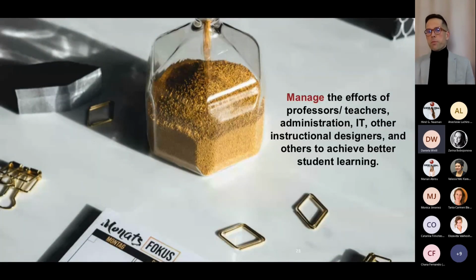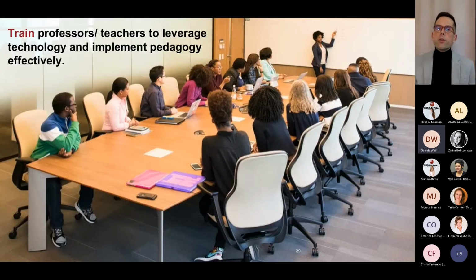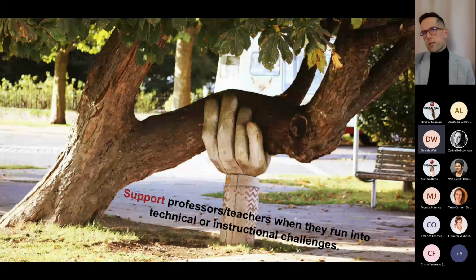The second responsibility: they manage the efforts of professors or teachers or lecturers, then administration, IT, other instructional designers, and other important others, to achieve better student learning. So their focus is on student learning and student success, as I've emphasized previously. Moreover, they train professors or teachers to leverage technology and implement pedagogy effectively. And last but not least, they support professors, teachers and lecturers when they run into technical or instructional challenges.